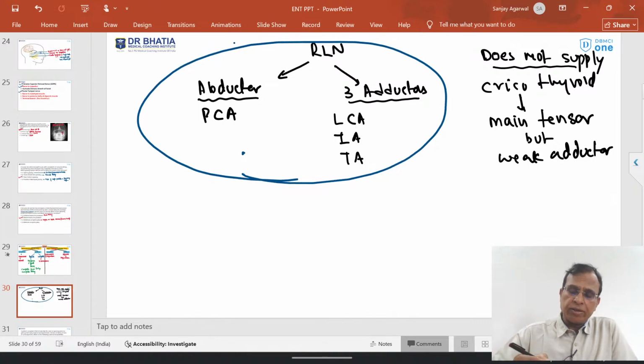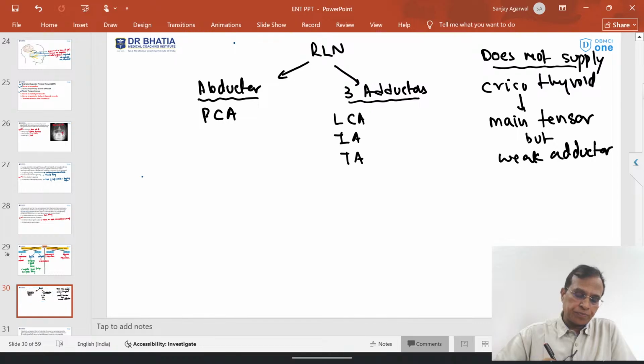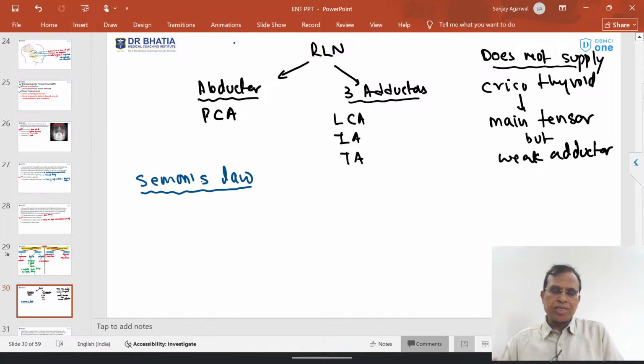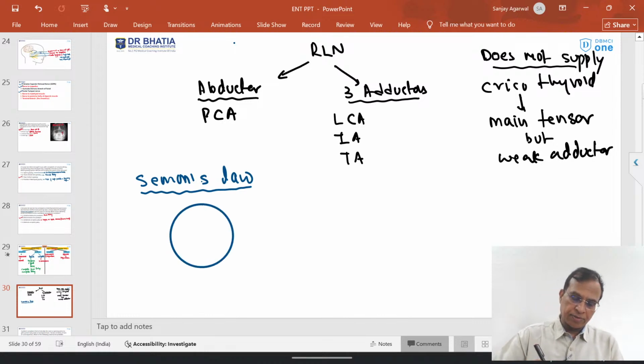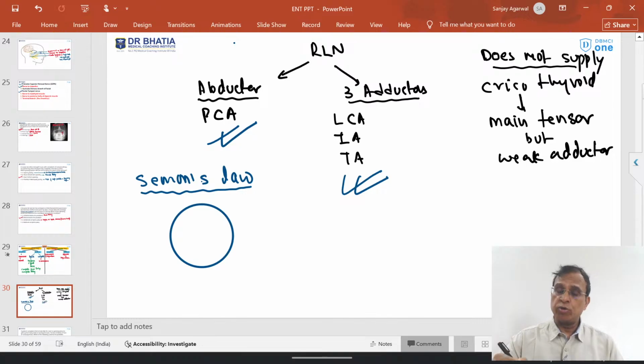देयर वाज अ जेंटलमैन कॉल्ड सिमन. ही गेव अ लॉ कॉल्ड सिमन्स लॉ. So what does Simon's law say? He said, अगर आप रिकरेंट नर्व को काटोगे, सपोज दिस इज द कट एंड ऑफ द रिकरेंट नर्व, आपने काट के देखा रिकरेंट नर्व को, तो इस नर्व के अंदर अबडक्टर के भी फाइबर भी है, अडक्टर के फाइबर भी है. इट इज कंटेन बोथ द फाइबर्स.